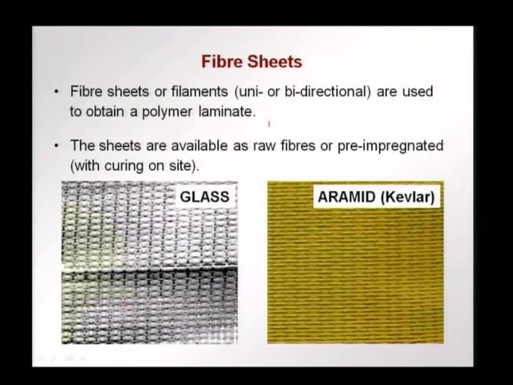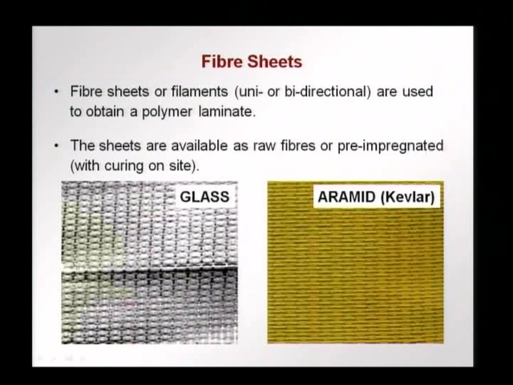The sheets are available as raw fibers, that is just the plain fibers all put together in a sheet, or it could be pre-impregnated, that is there is a pre-polymer that is mixed such that it surrounds the fibers, and the polymerization is completed or curing is done on the site. So this makes it easier to make the composite at the site. So you can have just the fibers, or you can have the fibers embedded in a pre-impregnated system. The polymerization is not completed, it is going to be completed at the site.